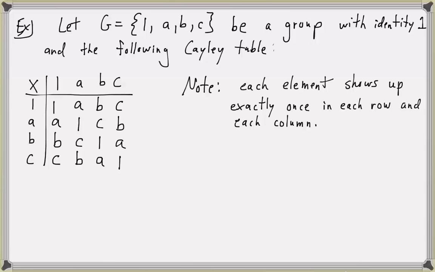Now notice that in the second row, we see that A times B equals C. And in the third row, we see that B times A also equals C. Similarly, in the second row, A times C is B, and in the last row, C times A also equals B. From the third row, we see that B times C is A, and in the fourth row, C times B is A. So therefore, we can establish the fact that this is actually an abelian group.